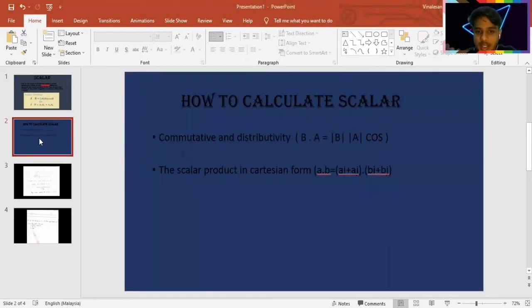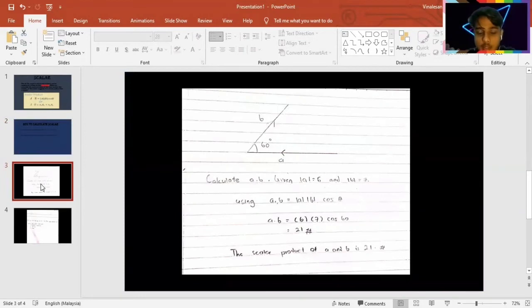To calculate the scalar product, there are two laws, commutative and distributive, and the scalar product in Cartesian form. Usually we learn Cartesian form in complex numbers, but we use it again in scalar and vector. So these are the questions for commutative and distributive.